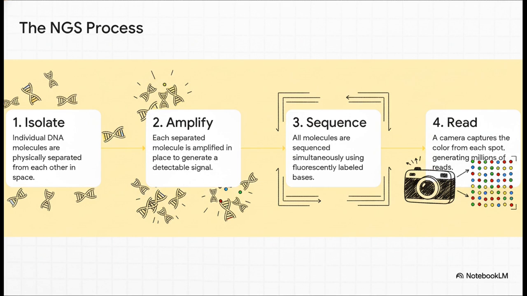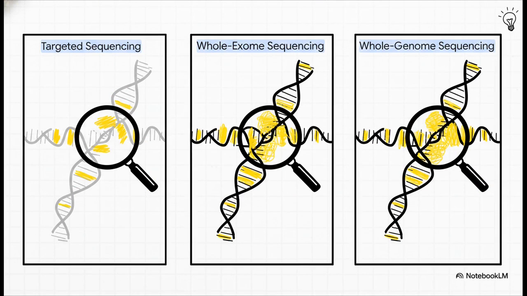It's just amazing. And we can use this powerful technology at different levels of focus, kind of like a camera with a zoom lens. For a very specific investigation, we can use a targeted panel to look only at a handful of known suspect genes. If we need a wider view, we can use whole exome sequencing to read all the protein coding regions of the DNA. And for the most complete investigation possible, the whole shebang, we can use whole genome sequencing to read the entire 3 billion letter code.